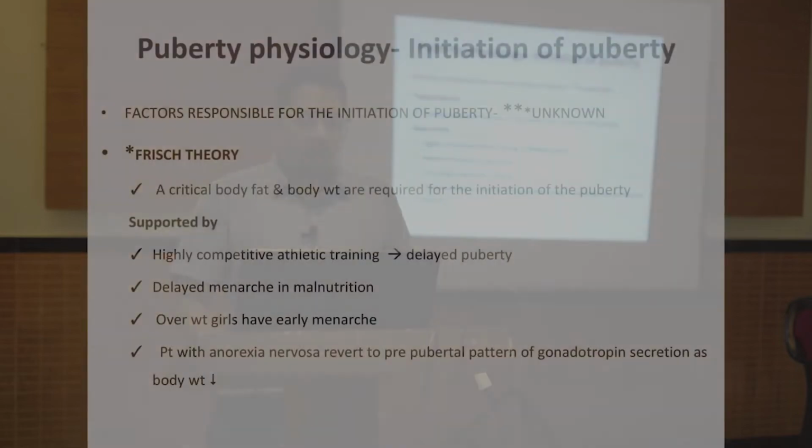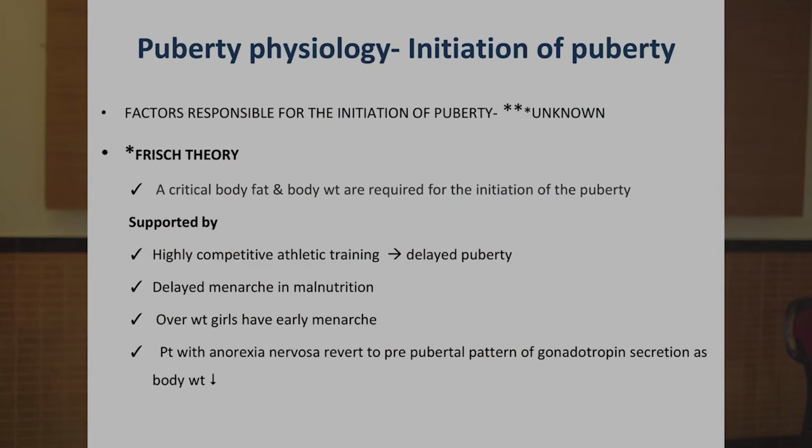So, puberty physiology: how does it occur? Even after various studies, to my knowledge, there is no definite answer to the question of how puberty occurs. However, there are many theories, but the most accepted is that critical body fat and body weight are required for the initiation of puberty. This theory is supported by athletes, who are highly competitive and have low body fat, and usually have delayed puberty.